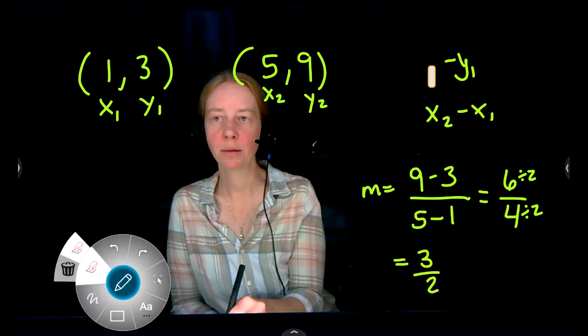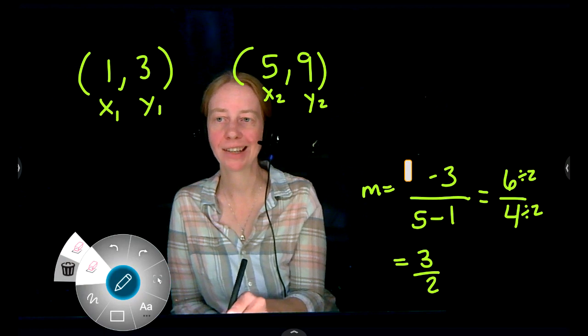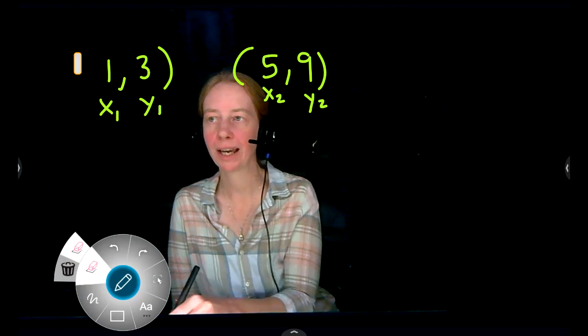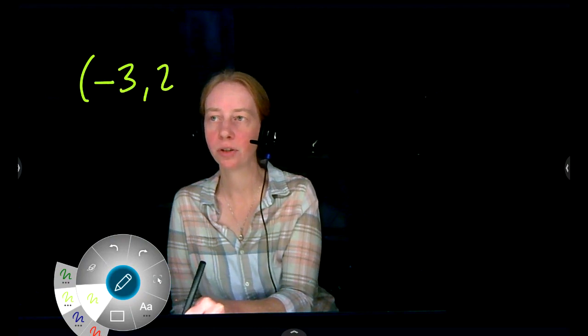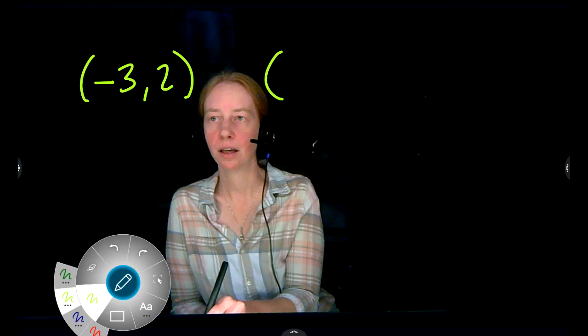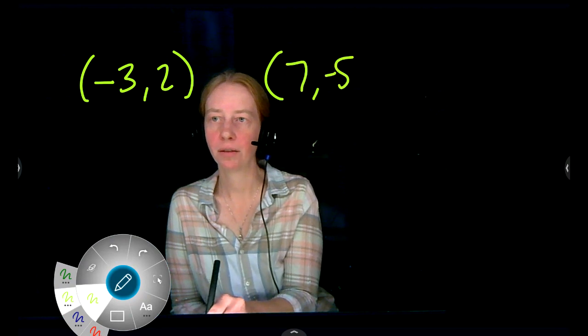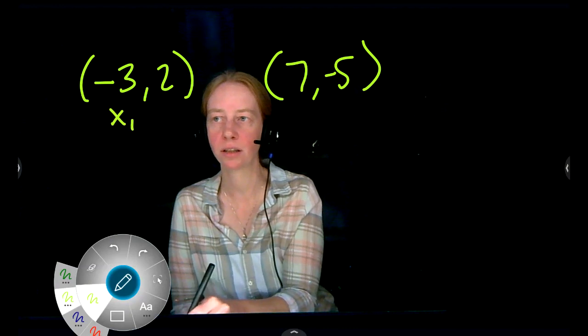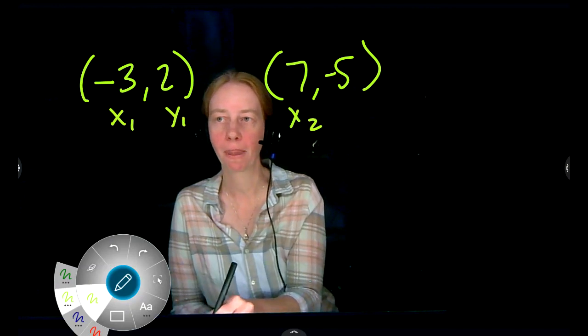Let's do one more example. And this time I want to do an example that has a negative number. Okay, back up if you didn't quite catch all that. Watch it again. Make it slower. So if I have, let's say, -3, 2, and 7 comma -5. This time I wanted to put a negative in both places. That way you kind of see what I'm talking about.